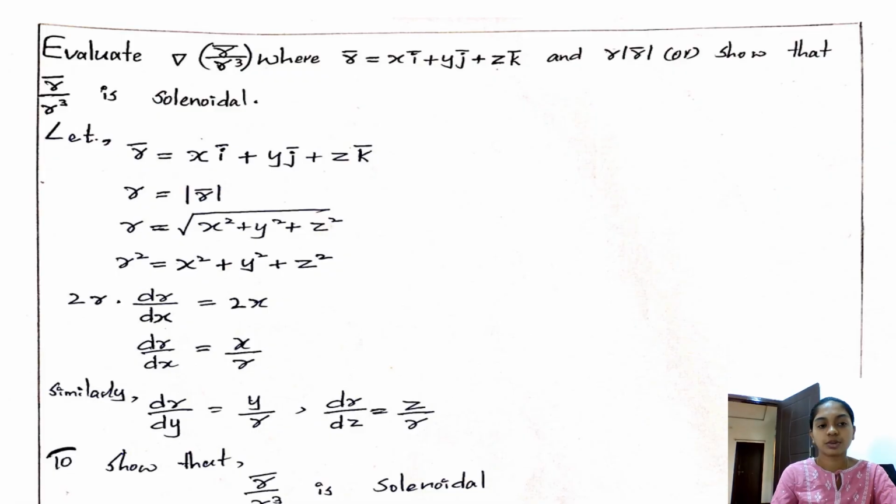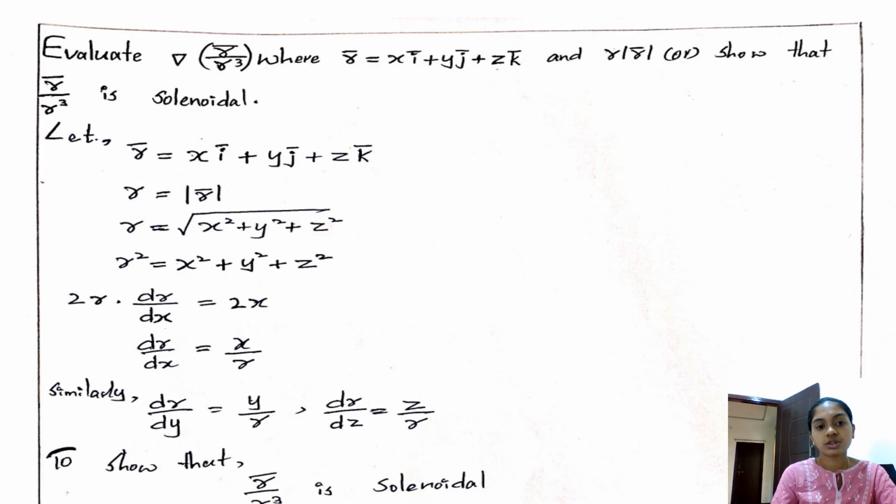Now let's solve this problem. Evaluate del · (r/r³) where r = xi + yj + zk and r = |r|, or show that r/r³ is solenoidal. In this problem, the given vector is r. In the formula we learned f; in the place of f, here in this problem the given vector is r. Now let's solve this problem.